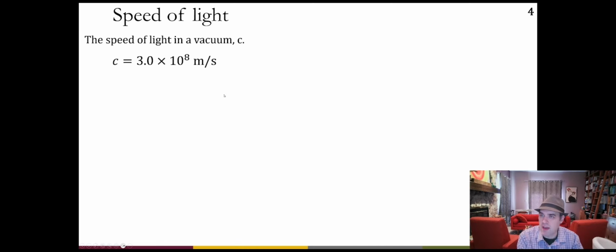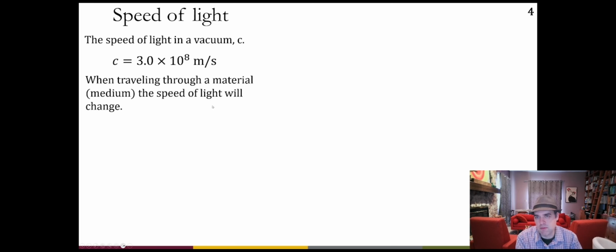Now, the speed of light in a vacuum is this constant, 3 times 10 to the 8th meters per second. But the speed of light is going to change when it travels in a different material. Think about the wave of water in a lake versus the wave of water in a muddy pond. The speed of the wave is going to be different because the materials are different. And the same thing happens with light.